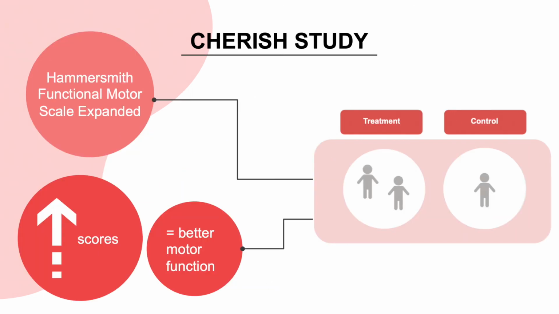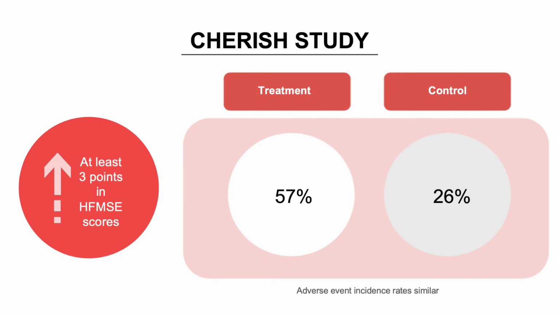The change in motor function from baseline using the Hammersmith Functional Motor Scale Expanded, in which higher scores indicate better motor function, was measured. Researchers observed an improvement of at least 3 points in HFMSE scores in 50% of the children in the treatment group compared to 26% in the control group. Adverse event incidence rates were similar in the Spinraza and control groups.